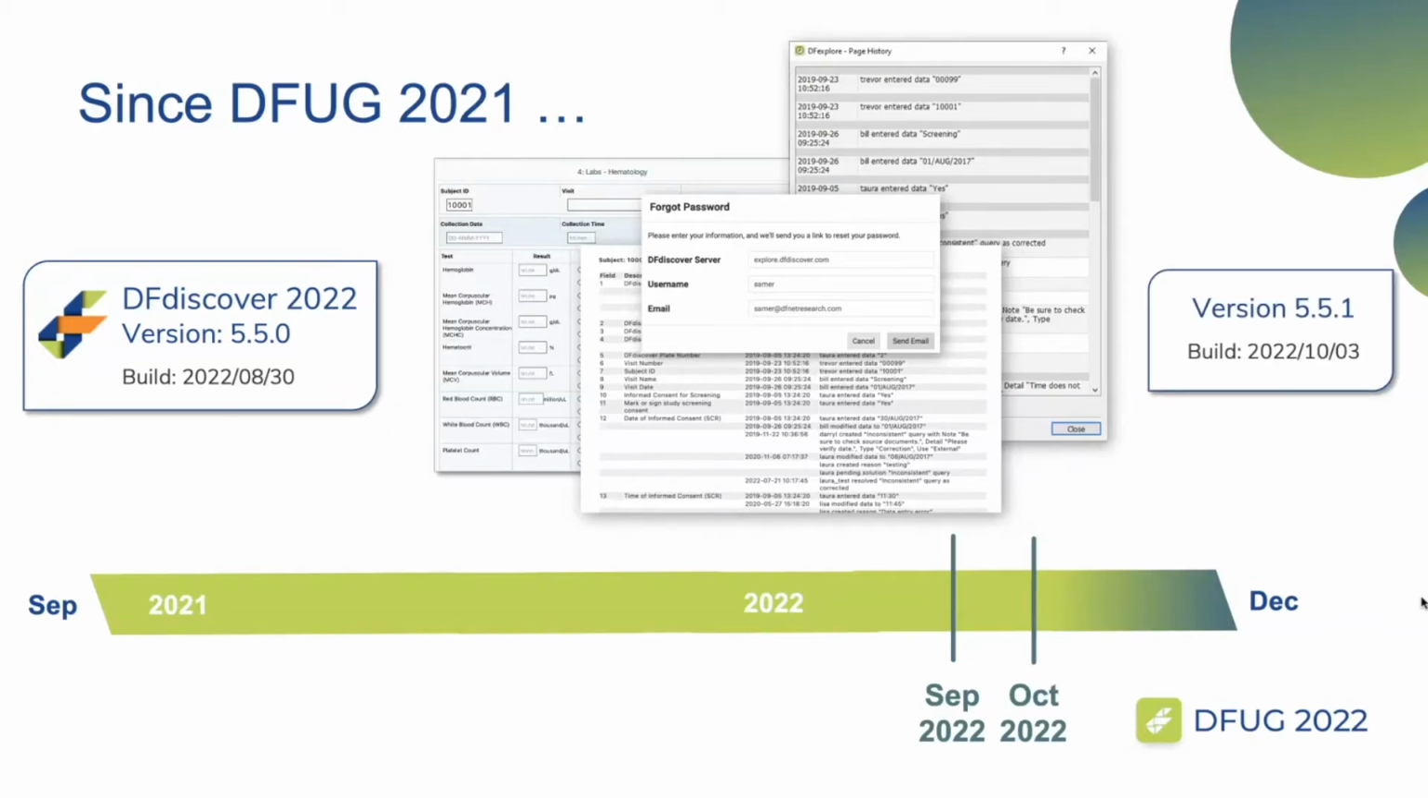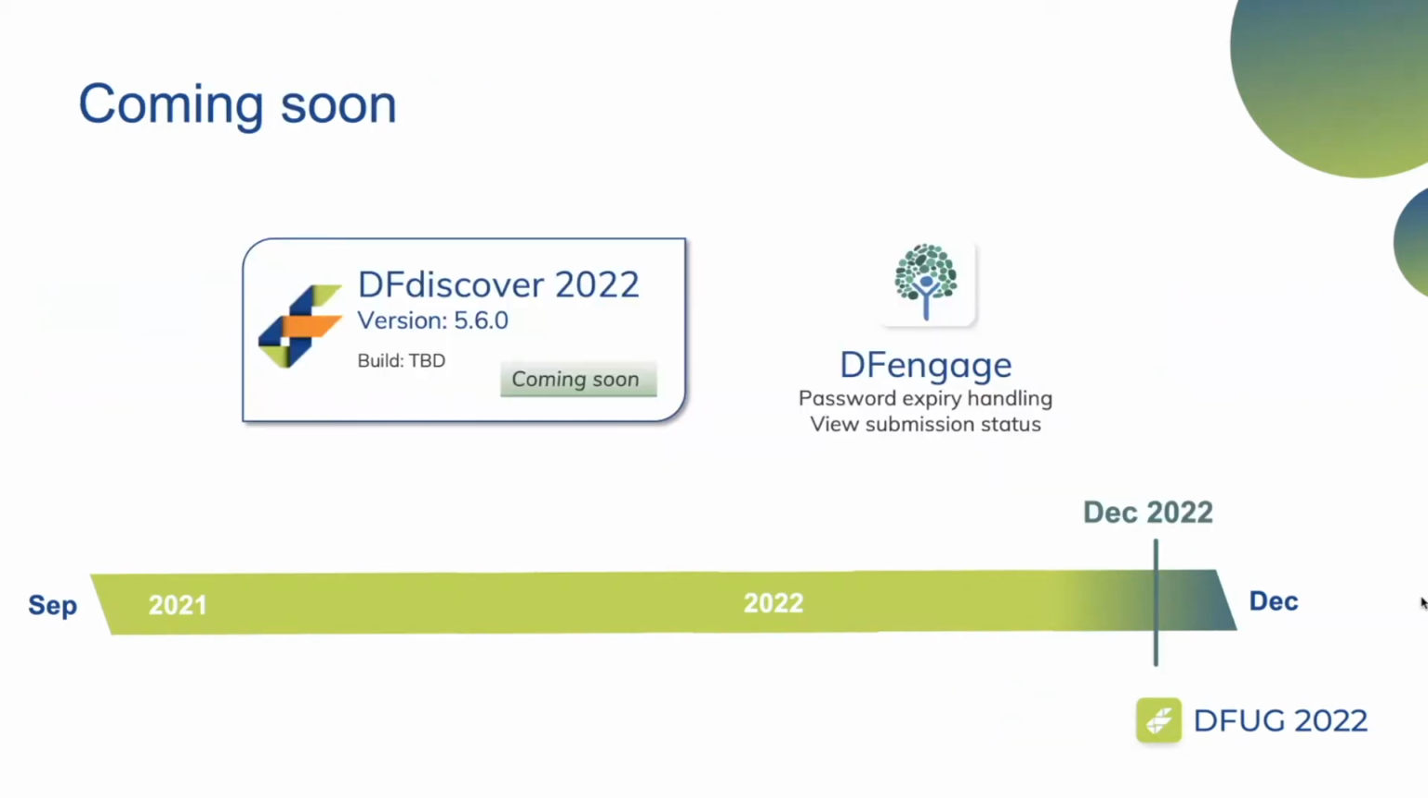And then in October, we released a patch release for 5.5 to make some updates for both the server side as well as the client applications. And then coming soon, we are planning to release the next minor version of DFdiscover, version 5.6.0, in early December. And so that's in the works right now.